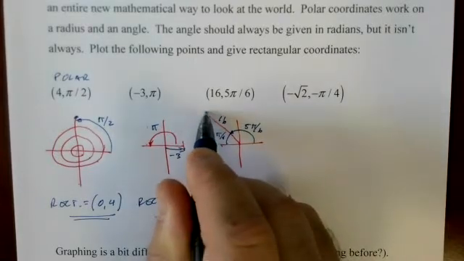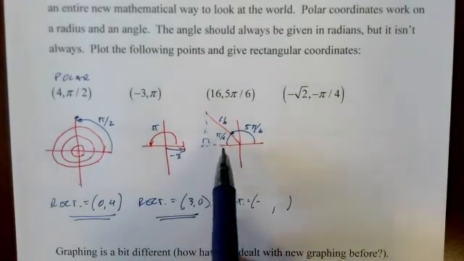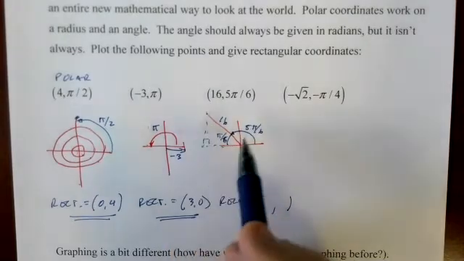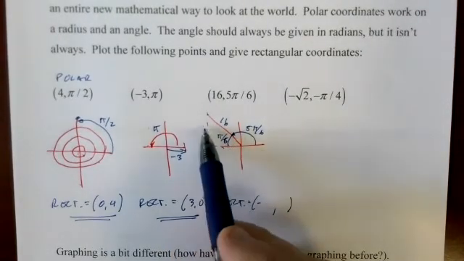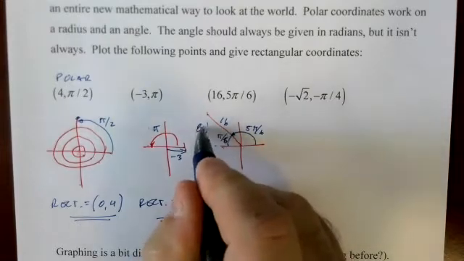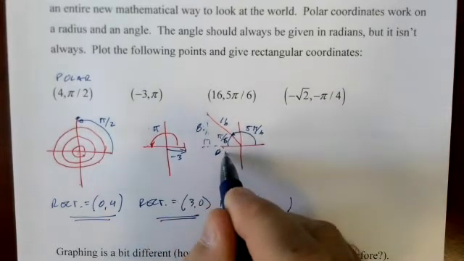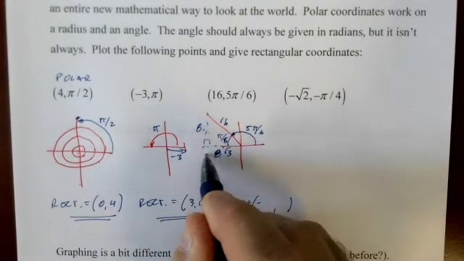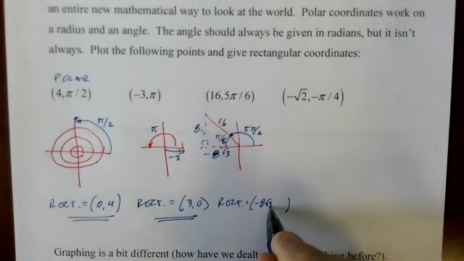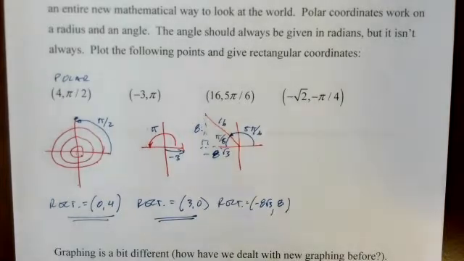We go out, we make our triangle here. Pi over 6 is the same as 30 degrees. So we have a 30, 60, 90. So this would be your short side. This would be your long side. That would be 8, and that would be 8 root 3, which is negative because that's where it's at. So you get negative 8 root 3, 8. And one more.